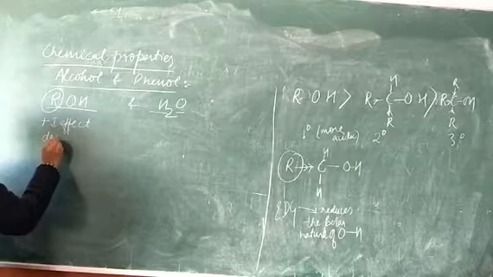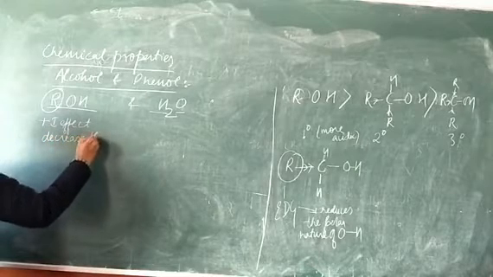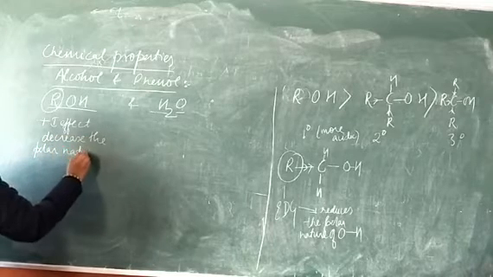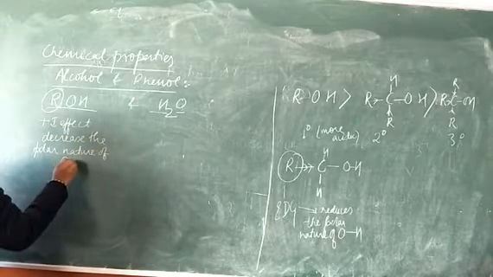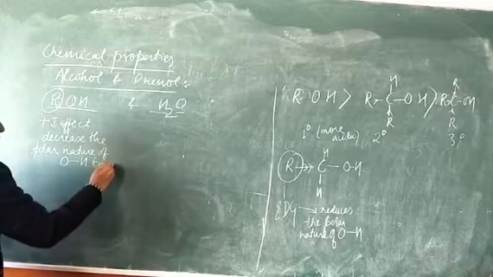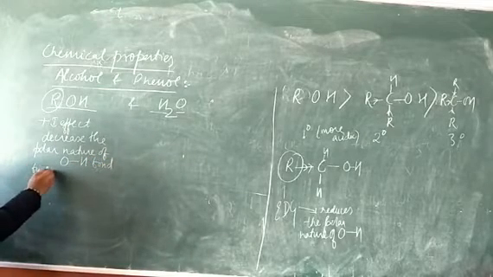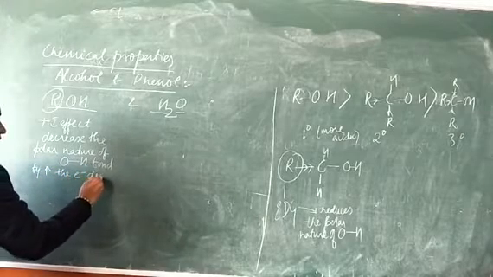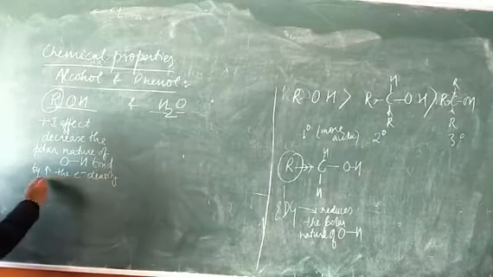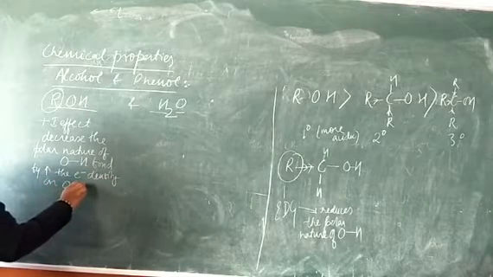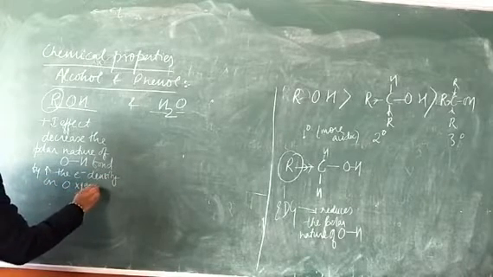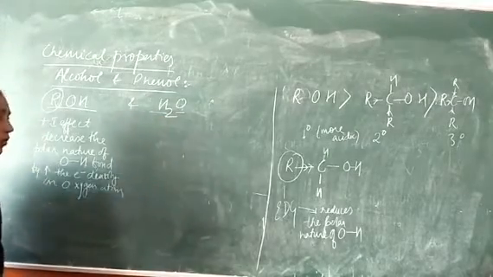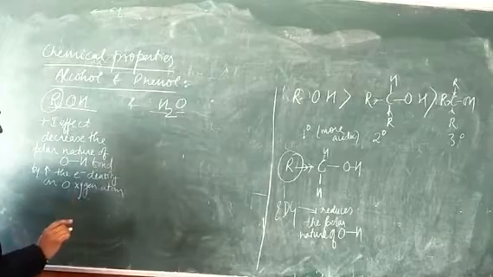decreases the polar nature of the O-H bond by increasing the electron density on the oxygen atom, right? And whereas no such effect is found in water. This is the first reason that you can get, right?